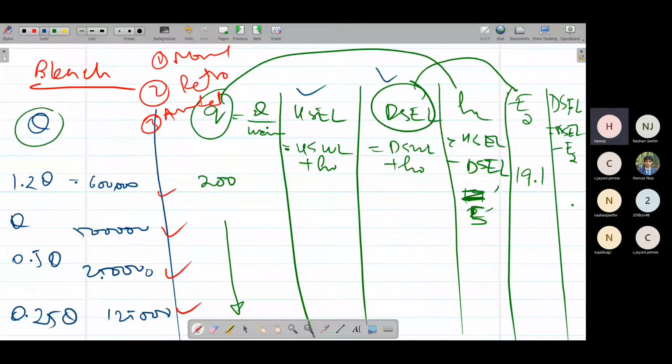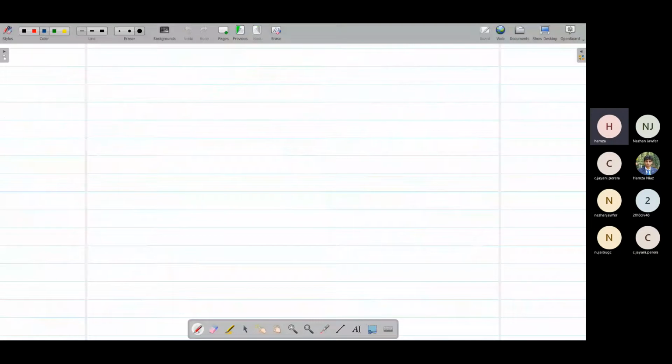In the same way, we calculate the upstream energy level. Just the difference in this method is the downstream energy level. We would not use this formula, downstream water level plus H naught. Actually, we have to calculate downstream energy level in its own way. Then we subtract them both to get this head loss, and we can get this E2 value again.